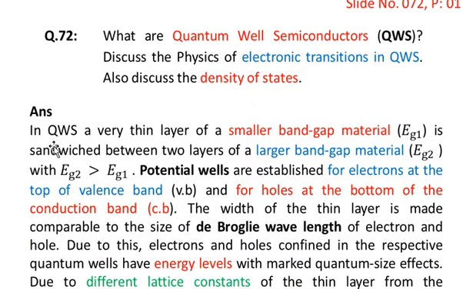The answer is, in quantum well semiconductors, a very thin layer of a smaller band gap material with band gap energy Eg1 is sandwiched between two layers of a larger band gap material having band gap energy Eg2, where Eg2 is greater than Eg1. Potential wells are established for electrons at the top of the valence band, represented by Vb, and for the holes at the bottom of the conduction band, represented by Cb.